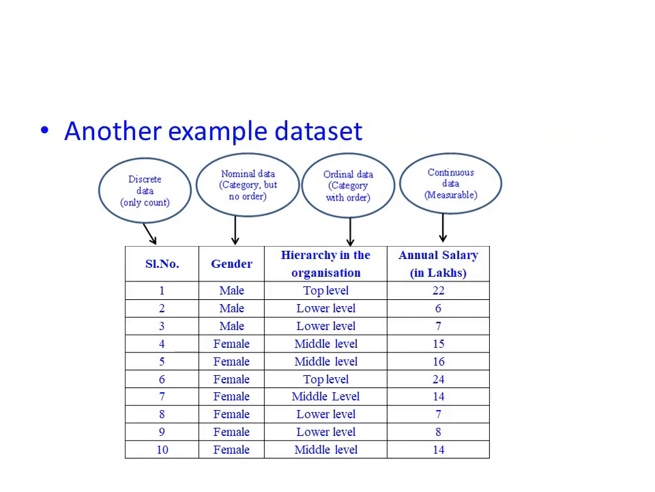One more example of dataset containing nominal, ordinal, discrete and continuous data is provided here. You can see that the number of employees in an organization is given in the first column, which is discrete data because it is only count. The second column shows the gender of employees, which is nominal data because it is categorical data but without any order. The third column shows the hierarchy of employees in the organization, which is ordinal data because it is categorical data but with some order, top, middle, lower. The last column shows the annual salary of employees, which is continuous data, which are measurable numerical values.